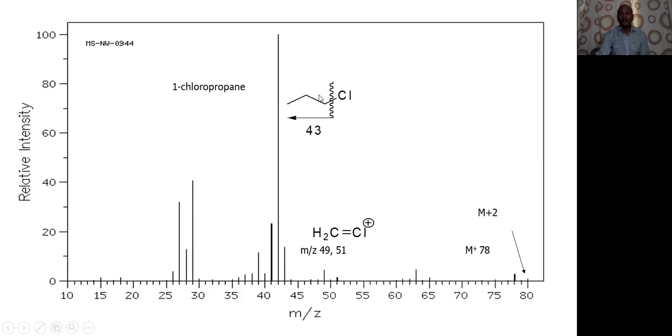The next one is cleavage at the alpha carbon atom, which we have discussed already. Here cleavage happens at this alpha carbon atom, and the alkyl group will be removed as a radical. Then you have the m/z value 49, and m/z value 51. There are basically two mass units between them: 49 and 51 are due to the chlorine isotopic abundance, chlorine 35 and chlorine 37.